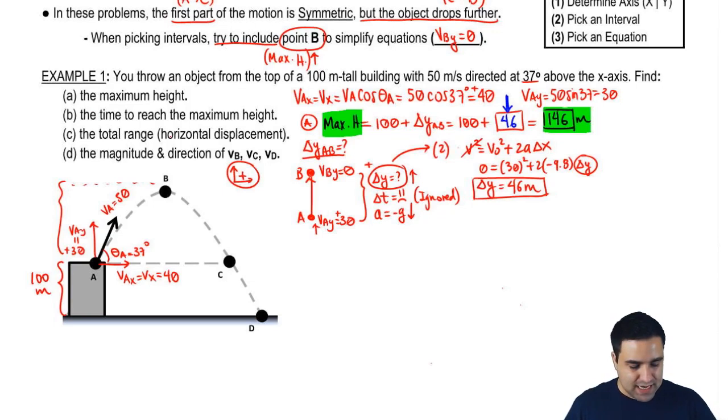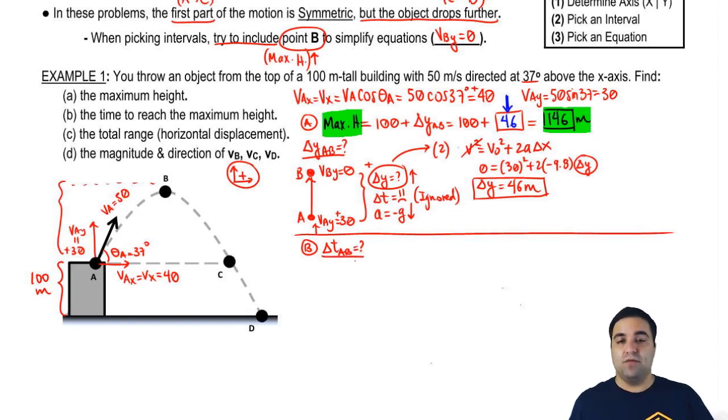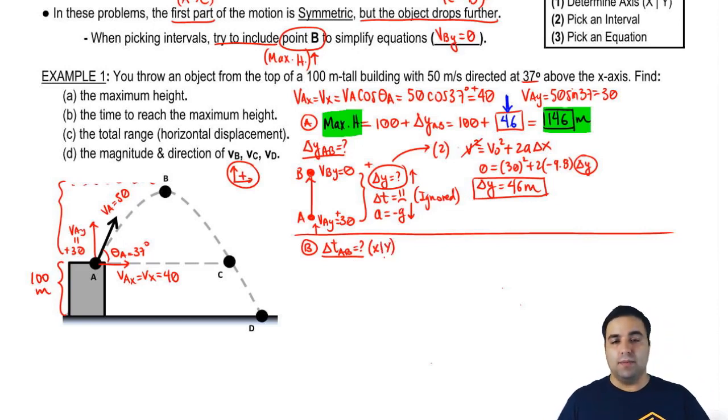Next part is asking for the time to reach the maximum height. So that's delta t. And again, to reach the maximum height, that's A to B. So the interval is already picked out for me, A to B. Now, what's special about time is that time could belong to either the x-axis or the y-axis. And typically, I would start with the x-axis, but I'm just going to let you know in advance that if you try the x-axis, it's not going to work. So I'm just going to jump into the y-axis.